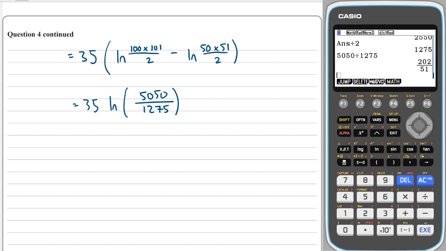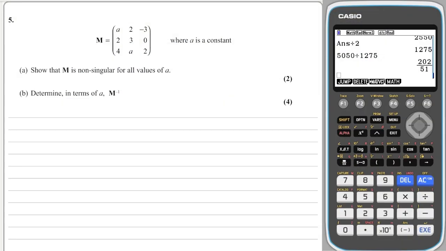202 over 51, great. So 35 ln 202 over 51. Sounds good to me. Question 5, we've got to show that this matrix is non-singular for all values of A. So we're going to need to work out the determinant.